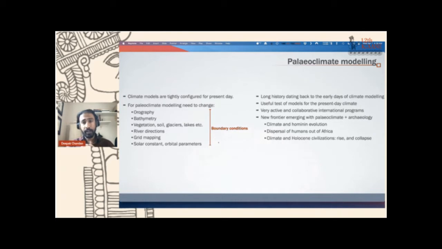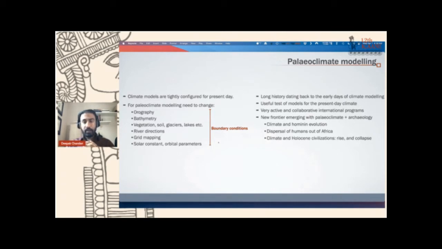Paleoclimate modeling has a long history, dating back to the beginning of climate modeling, actually. It's generally a useful test for present-day climate models, because present-day climate models are developed for the present day, and they are tested against present day, and you could be over-tuning them. So we obviously want to apply them to a time very different from the present day to see how they perform. It has very active collaborative international programs, such as PMIP4, which is an intercomparison program.